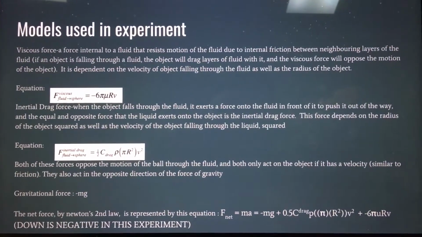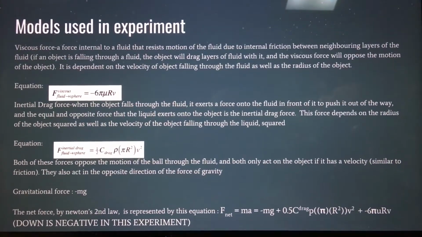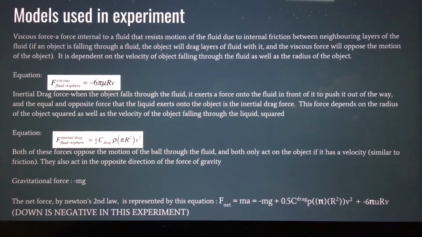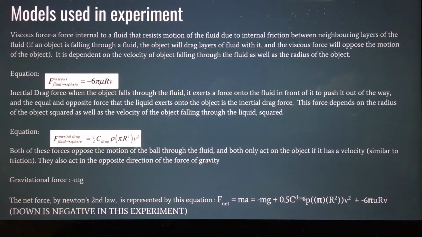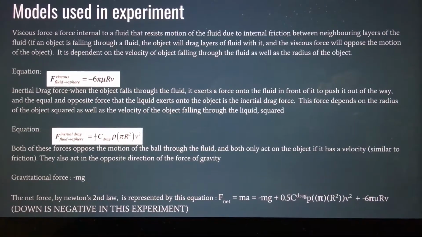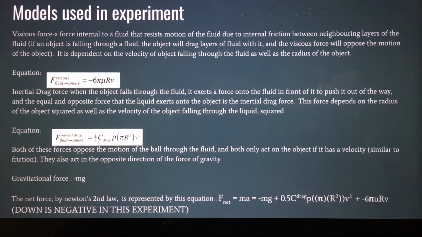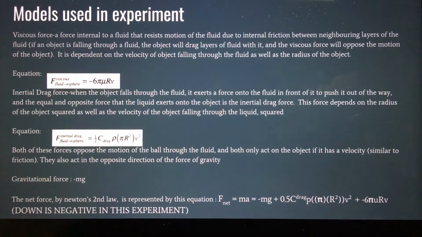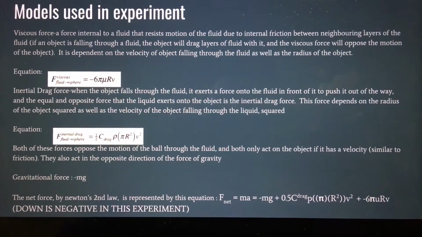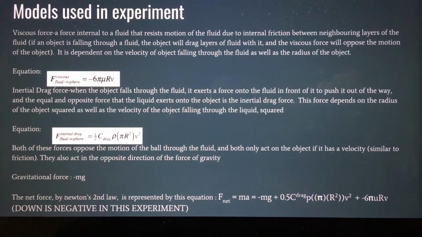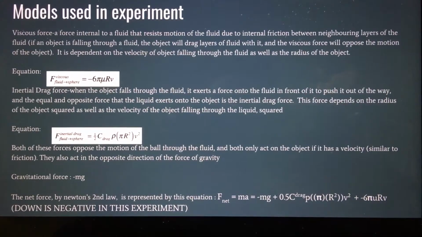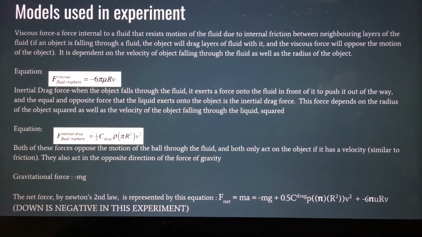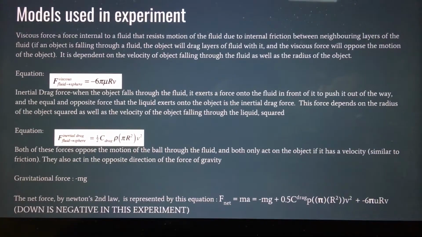When an object falls into a fluid, there are always three forces acting on it: the viscous force, the inertial drag force, and the gravitational force. The viscous force occurs because the fluid resists motion due to friction between layers of the fluid, and the object falling into the fluid will often drag a layer of the fluid along with it, causing this viscous force to oppose the motion of the object. The drag force is caused because the object exerts a force onto the fluid as it falls, and the fluid exerts an equal and opposite force back onto the object due to Newton's third law. And of course, gravity is just negative mg and it's constant.